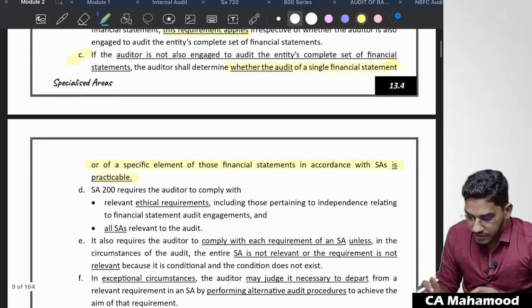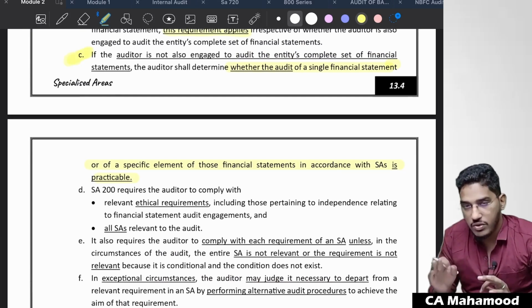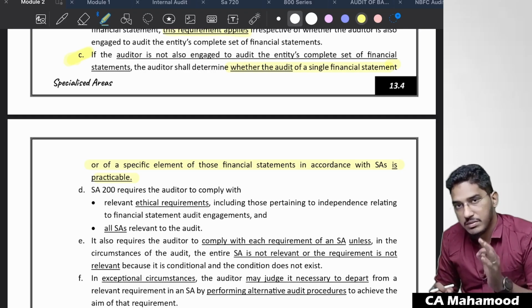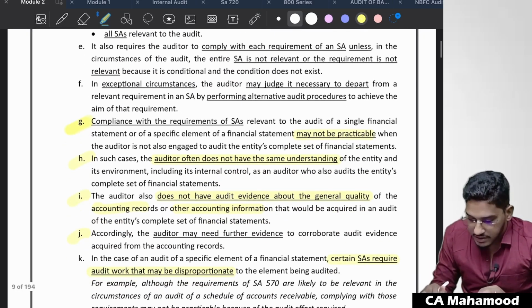Understood? So you will read here first point C. They are telling you need to determine, in case you are not the person who is conducting the audit of complete financial statements, will it be practicable for you to conduct an audit of a single financial statement? Sir, what factors will you consider?